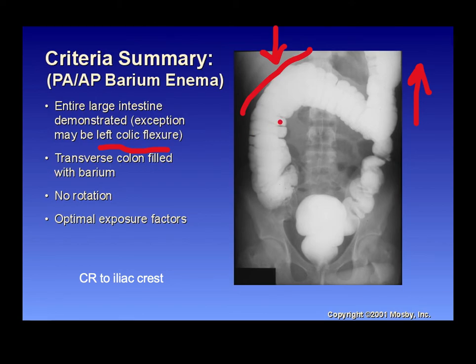So the transverse colon is filled with barium, no rotation, optimal exposure factors. Keep in mind, depending on your clinic site, wherever you're at, you may have to take 2 exposures to get all of the large intestine in an image, and then you're just going to send the 2 images over, okay?